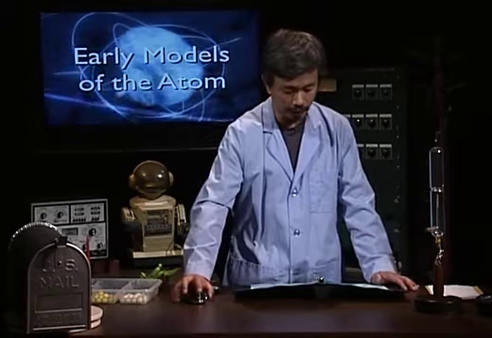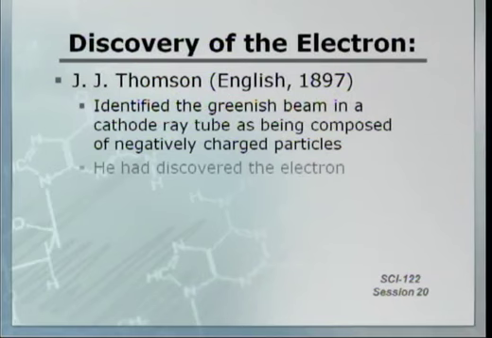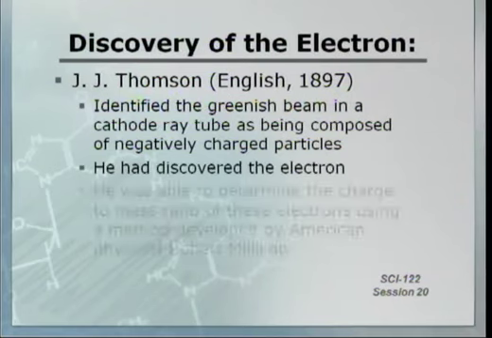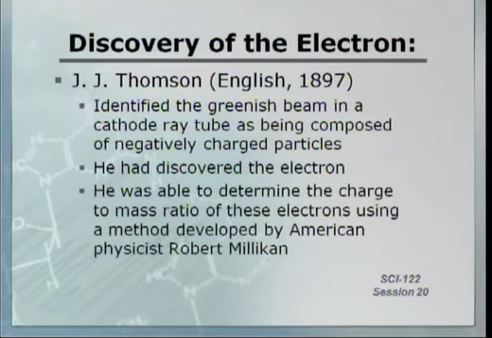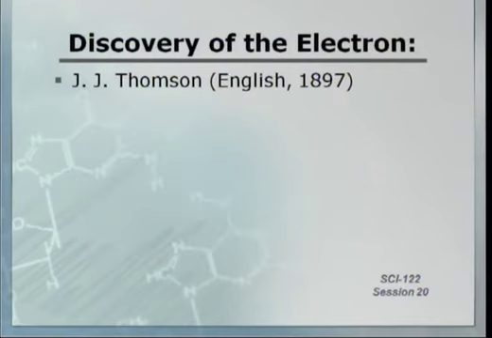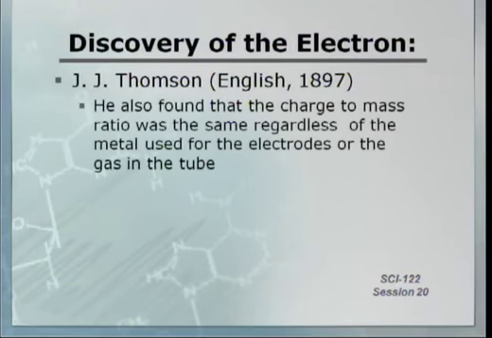So let's see what that led to in terms of discovery. So he had just discovered the electron. And he was able to determine the charge to mass ratio of these electrons using a method developed by the American physicist Robert Millikan. In finding the charge to mass ratio, he found that it was the same regardless of the metal that was used for the electrodes or the gas that is in the tube.